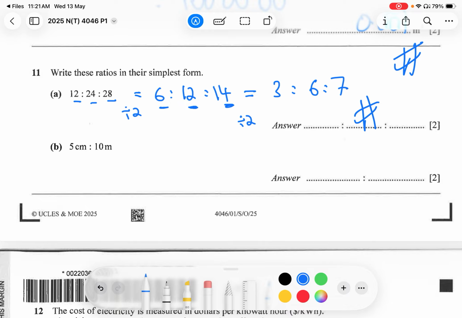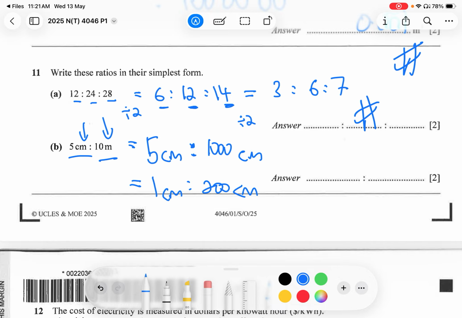Okay, for this, the next one. 5 cm to 10 meter, both are different units. I must change to the same unit first. I change meter to cm, times 100. This is 1000 cm. Only then I can simplify. From here, I'll get 1 cm is to 200 cm. You can press calculator, 5 over 1000. You get 1 over 200. Your answer for ratio is 1 is to 200.